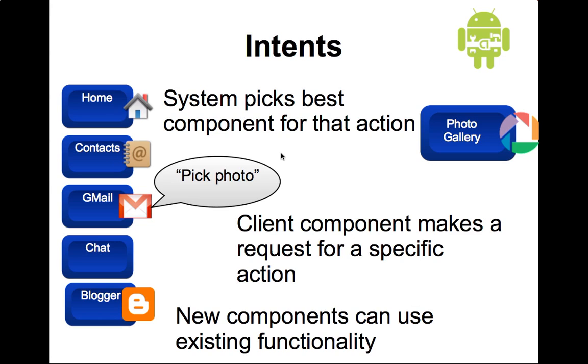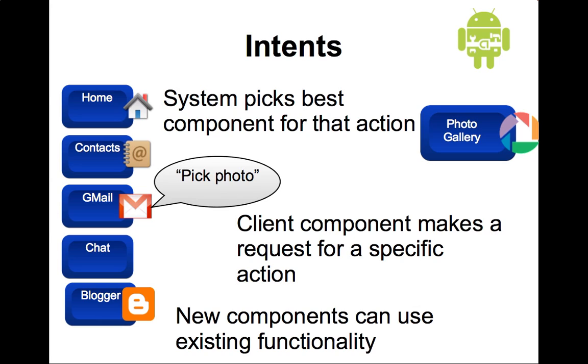And you can register intents. You might have 5 different photo galleries on the phone, but you want this one. And so it knows which one it wants because you tell the intent which one to load. And then you can load a specific one. In this particular example it's picking a photo from Gmail. So the client component makes a request for a specific action, and then the action is performed using the intent.